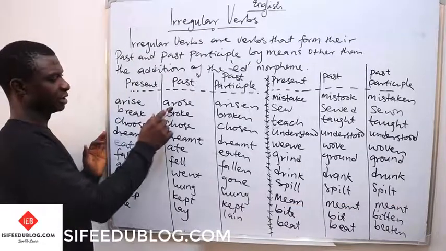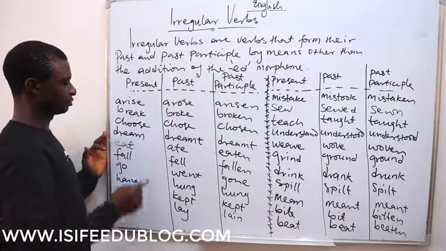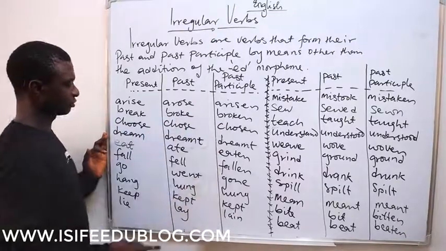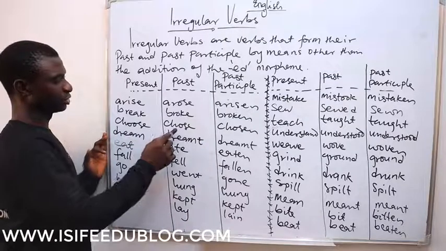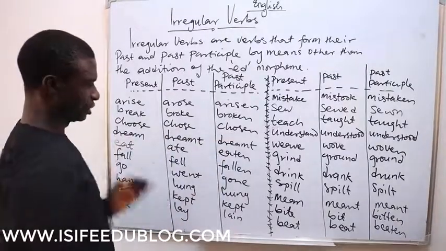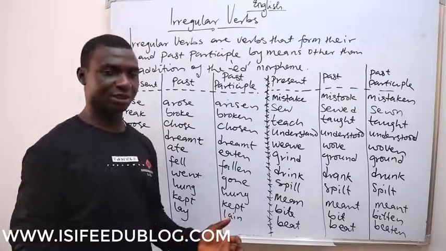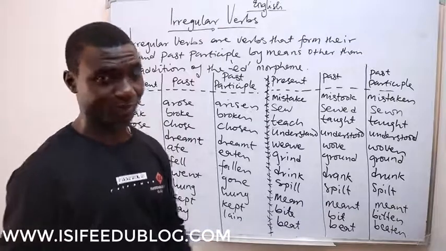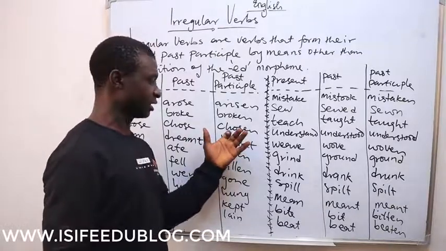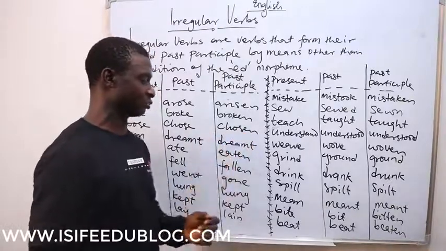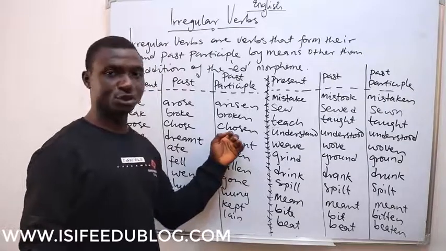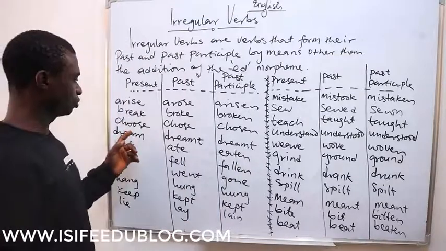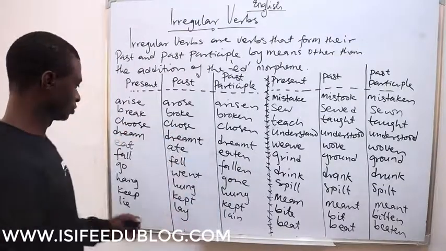Arise, arose, arisen. Break, broke, broken. Choose, chose, chosen. There is a church in this country called Choosing. I think a better pronunciation for that word, though I'm not telling them how to pronounce the name of the church, but if it is an English word like I know it should be, the word is pronounced chosen. Say chosen. Okay, so choose, chose, chosen.